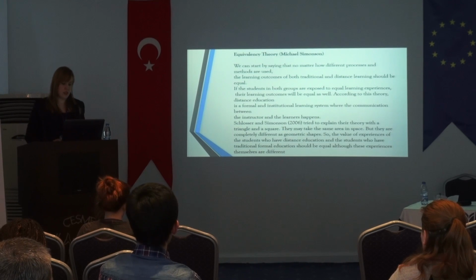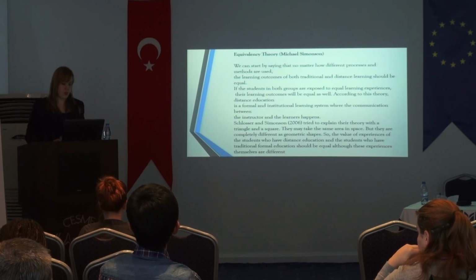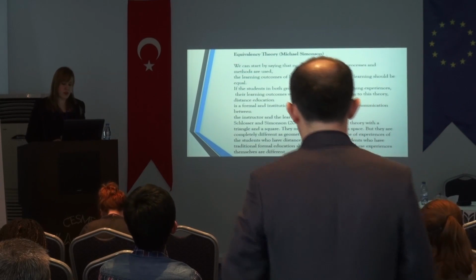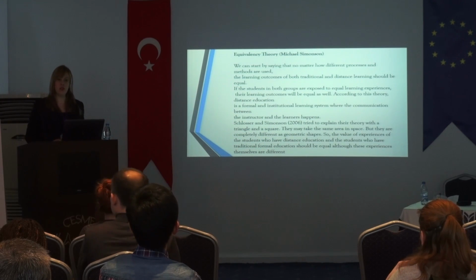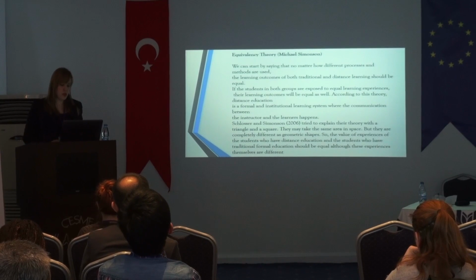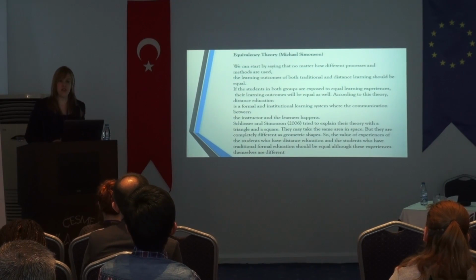According to this theory, distance education is a formal and institutional learning system where communication between the instructor and the learners happens. Schlosser and Simonson in 2006 tried to explain their theory with a triangle and a square example. They may make the same area in space, the square and the triangle, but they are both completely different shapes. So the value of experiences of the students who have distance education and traditional education should be equal, although their experiences are different from each other.